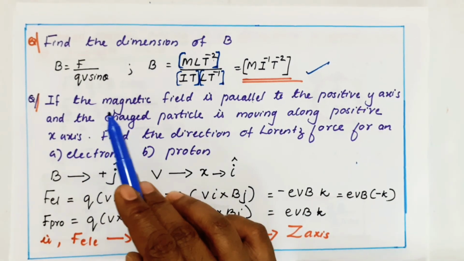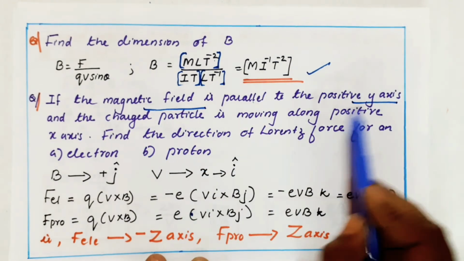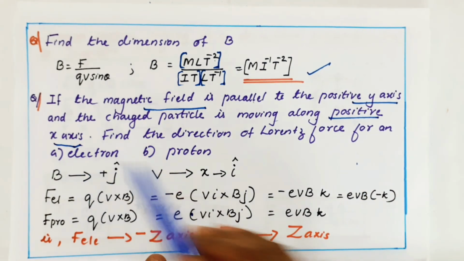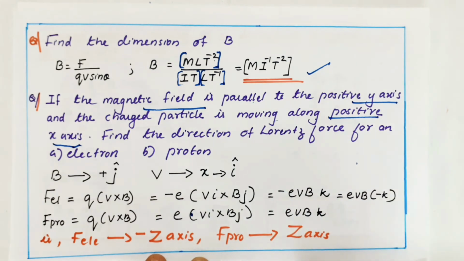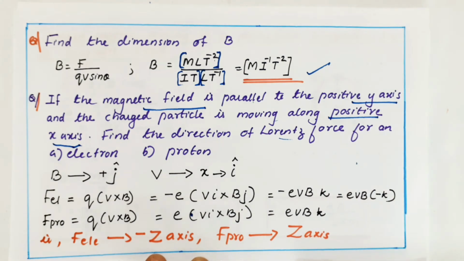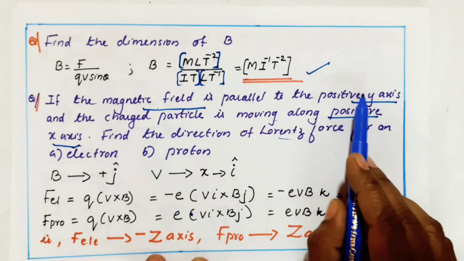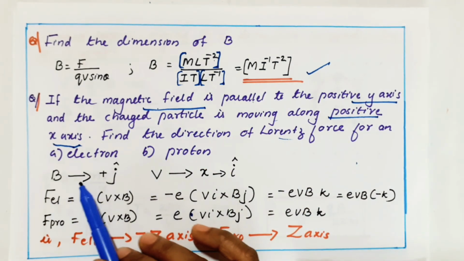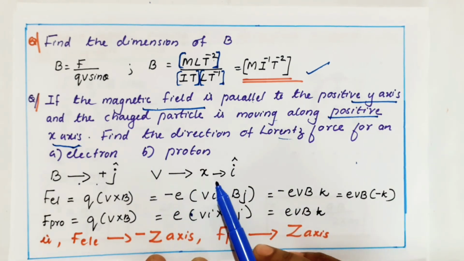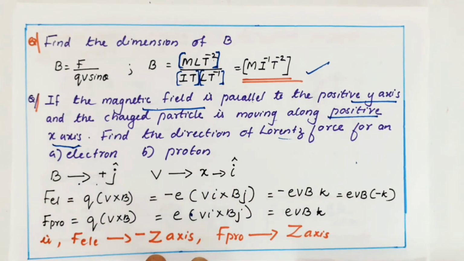See the question. If a magnetic field is parallel to positive y-axis, it means your field is parallel to y-axis. A charged particle is moving along positive x-axis. It means velocity is along positive x-axis. Find the direction of Lorentz force for an electron. So you know the equation. I am just writing here. Magnetic field parallel to positive y-axis means I wrote B equals J. And velocity is along x-axis means I wrote it as I cap. So B is along J cap, V is along I cap.